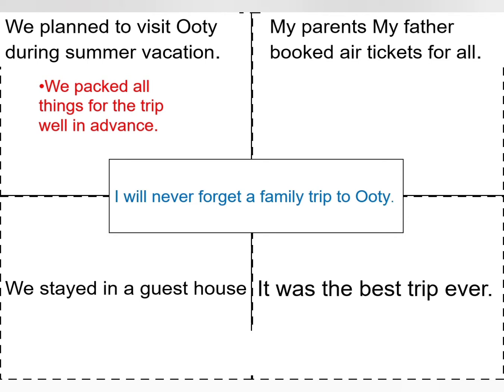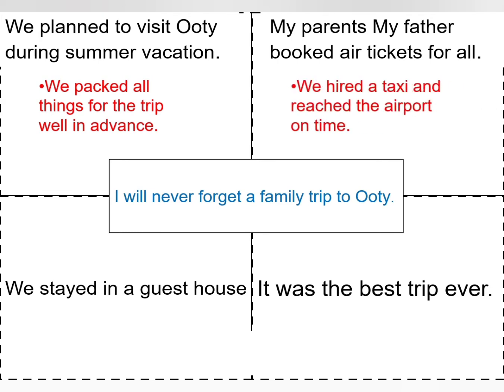The second supporting sentence is, my father booked air tickets for all. When we are going by air, we need to reach the airport on time. For that, we need to hire a taxi. So the second detailed sentence may be, we hired a taxi to reach the airport on time.